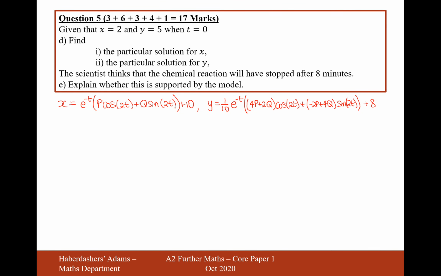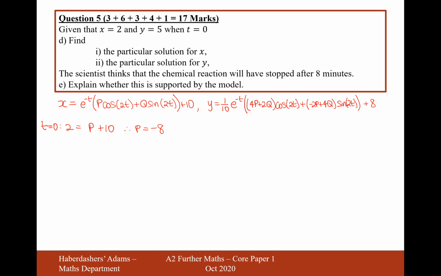When x equals 2 and y equals 5, when t equals 0, find the particular solution for x and the particular solution for y. And what that means is just work out what p and q are. So, therefore, when t equals 0, let's do the x first. I'm going to get 2 equals e to the power of 0 is just 1, so that will cancel out. And cos of 0 as well, that's going to be 1, so that's going to be p. And then sine of 0 is 0, and then plus the 10 on the end. So therefore p equals minus 8.